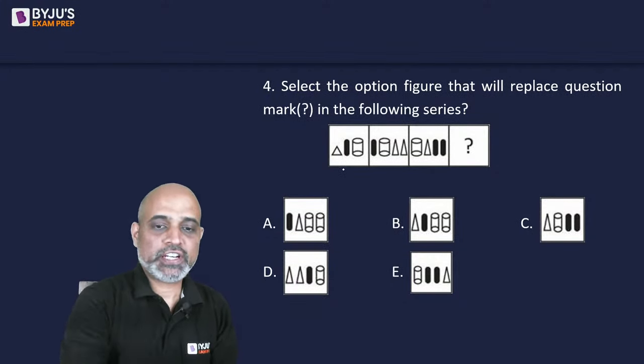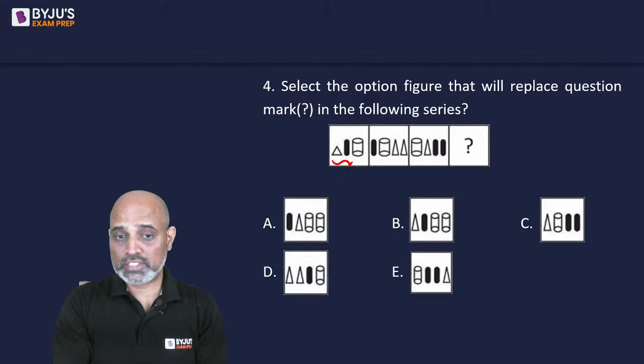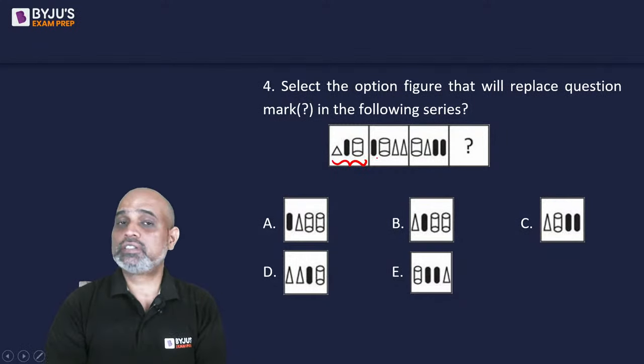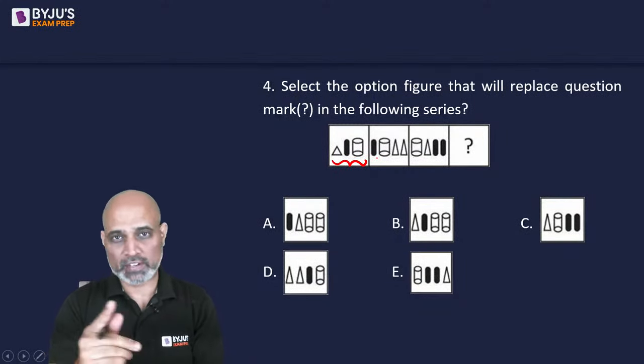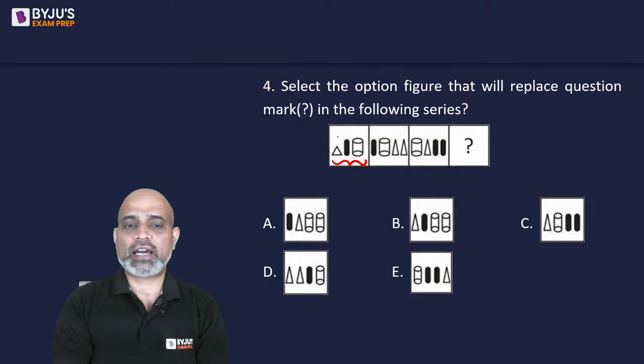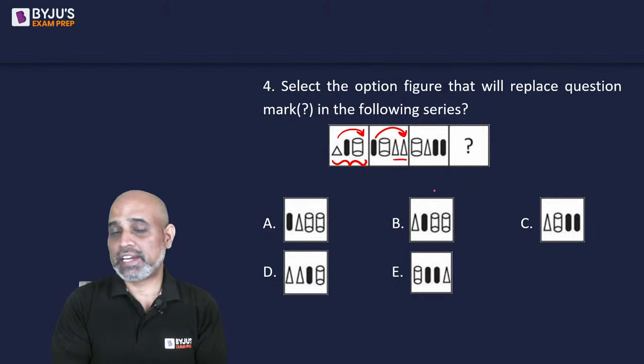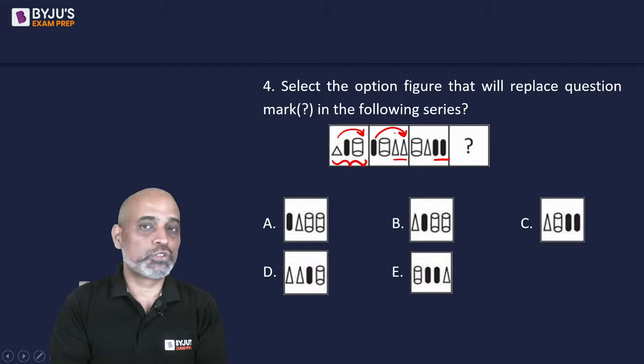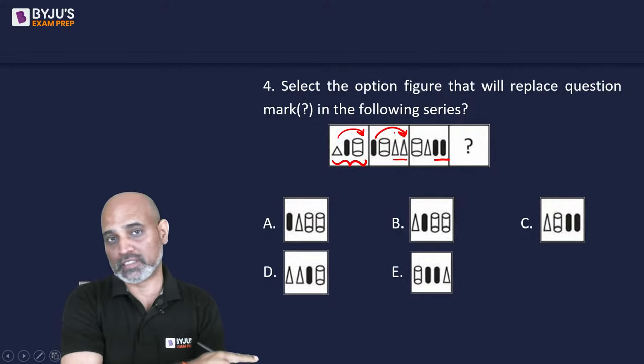So in the first question figure, all the symbols were 1 each. And then what happened? This triangle went to the end and you have 2 of them, right? And everything moved towards the left. Then this capsule went to the right hand side and it turned into 2 and everything moved towards the left, but there are only 1 pieces.